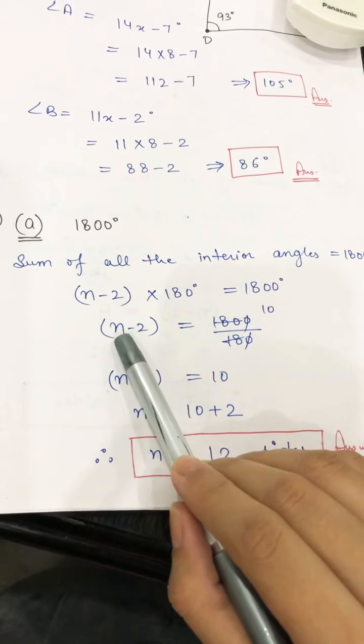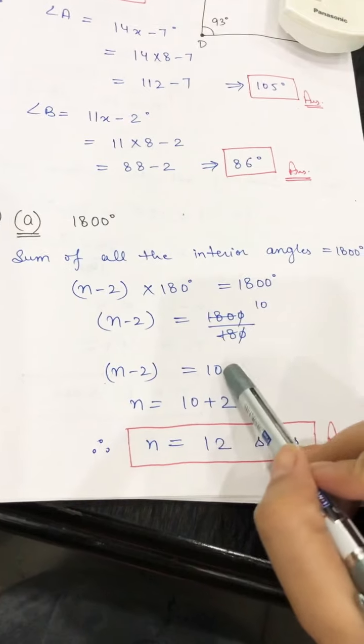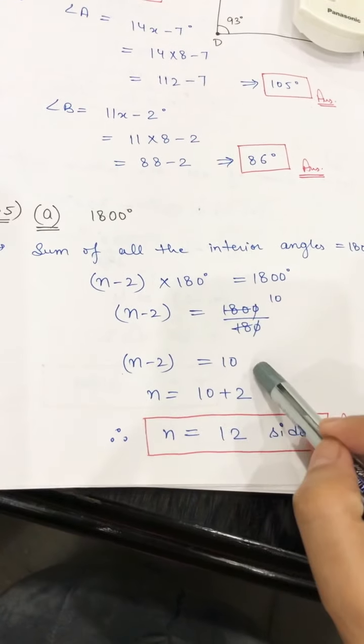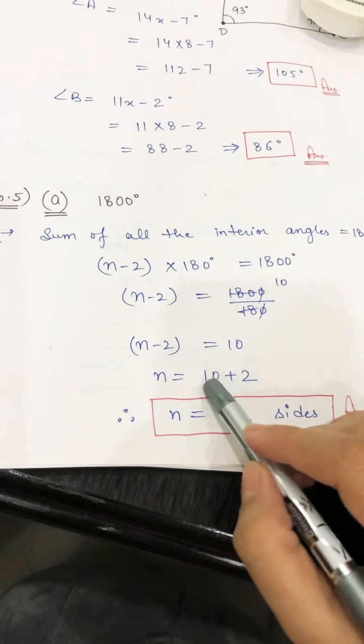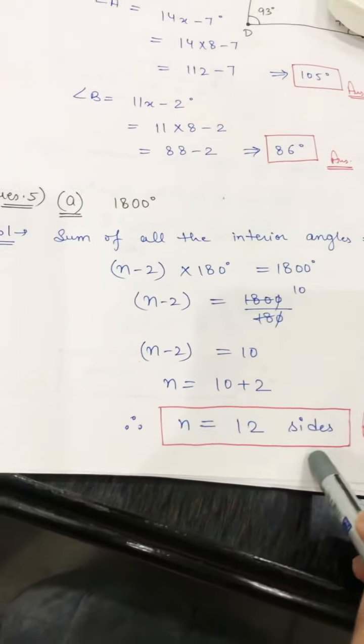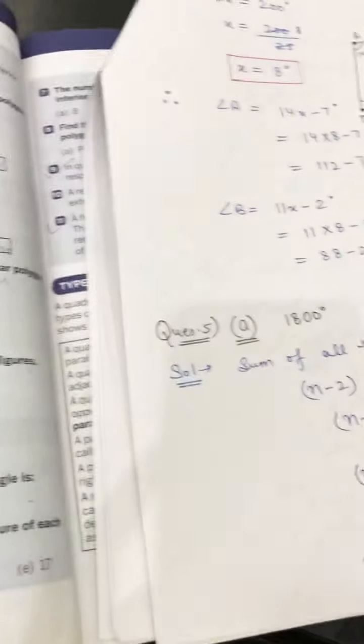Now n we don't know, so this 180 will go into the denominator, it will cancel and give 10. So n minus 2 is equal to 10, n is equal to, you will shift 2 here, so it will be equal to 10 plus 2, that is 12 sides. So the number of sides are 12. Got it? So this is part number A. 2 parts I'll solve and 2 parts you will solve at home.